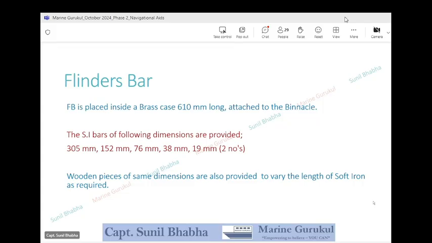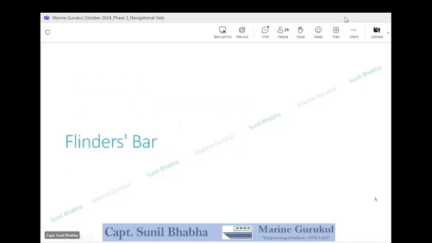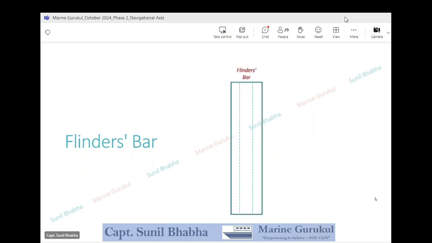Let me now show you how these pieces are placed in the flinder bar. Let me show you with a diagram. Let me explain the use of the soft iron bar and the wooden bar for filling up the flinders bar. So you see this is the flinder bar present on a ship, and this is basically the casing in which the bar would be placed.